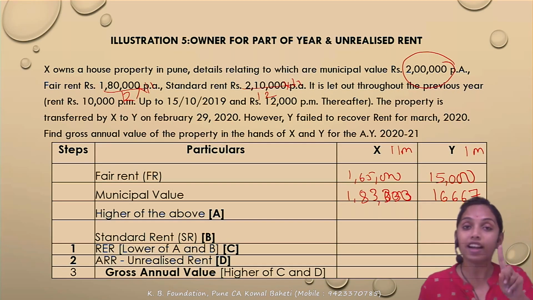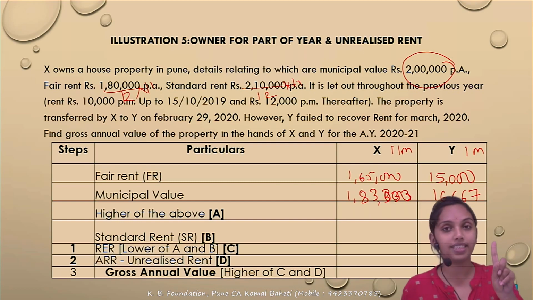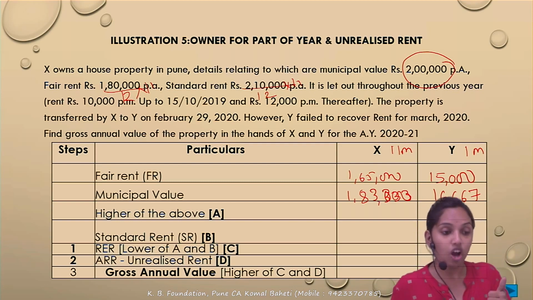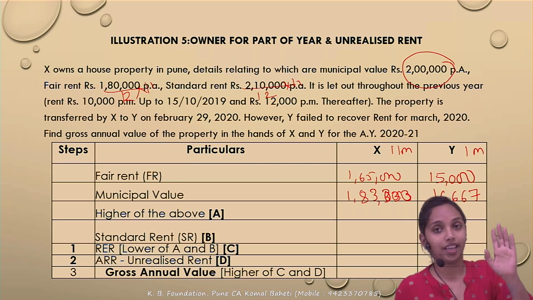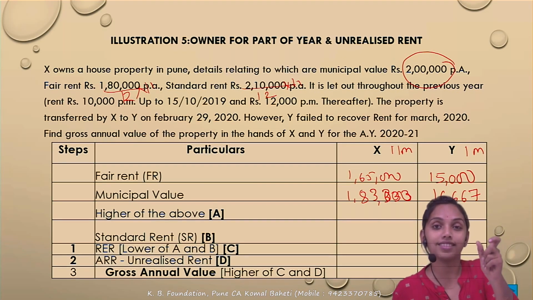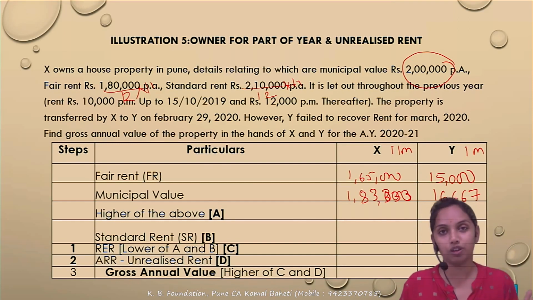Correct. कब part of the year के लिए करना होता है? If the property is there in existence for the part of the year or you are the owner for the part of the year, then only you should do the proportionate calculation, or you calculate the fair rent, standard rent and municipal value for the part of the year. Otherwise, it is always to be taken as the annual value.